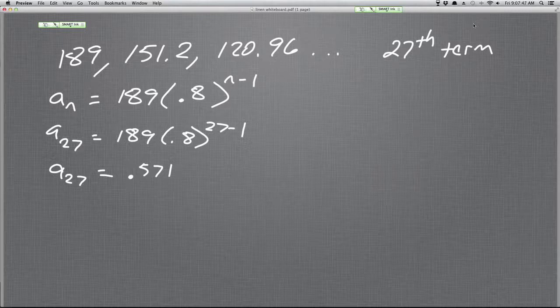Should we square it first? Or should I multiply 189 times... You need to make sure that whatever you're raising to the power is inside of parentheses. You can do that first, or you can write it just like this. But the key is making sure that this is in parentheses. If that's not in parentheses, it'll get it wrong sometimes, especially when you're dealing with negatives.